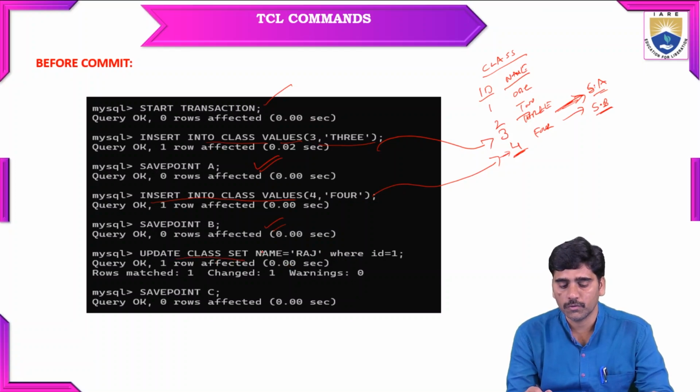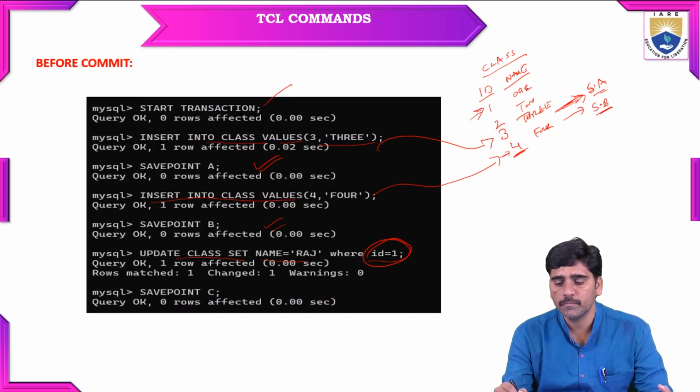The next thing I am trying to do is update the value: update the table class set name equals to Raj where ID equals to 1. So ID is 1 here, and for this where ID equals to 1, the name will be updated as Raj.